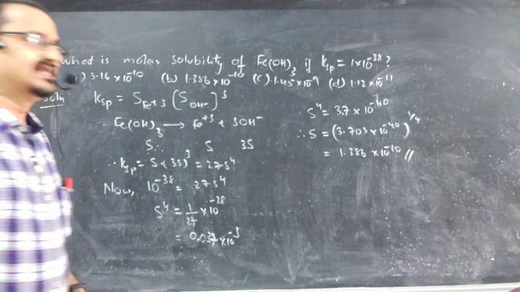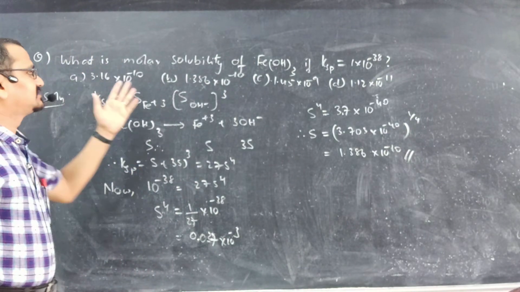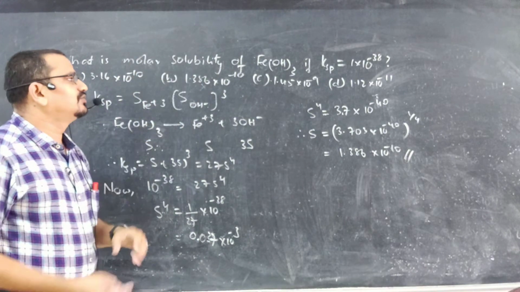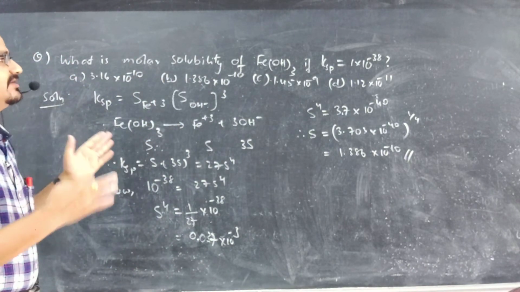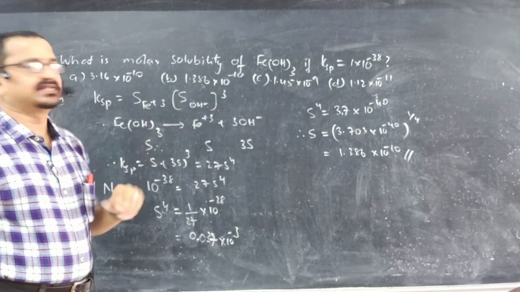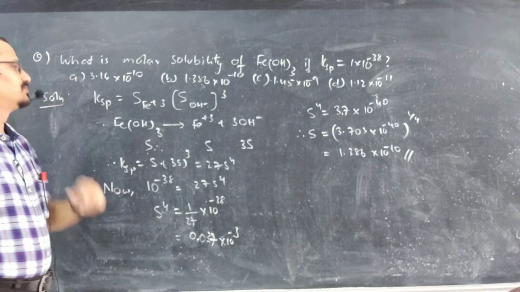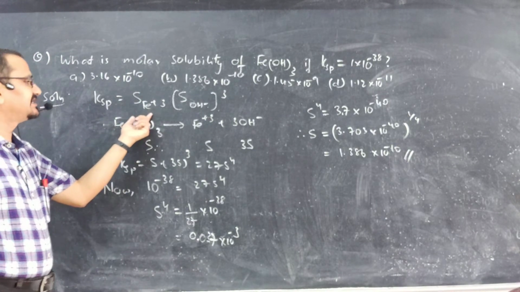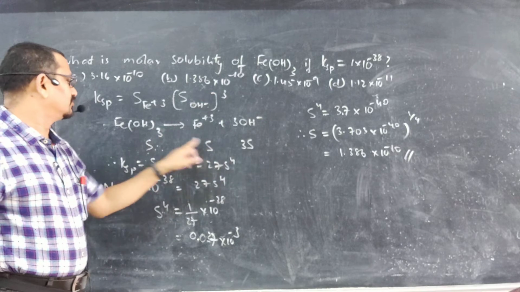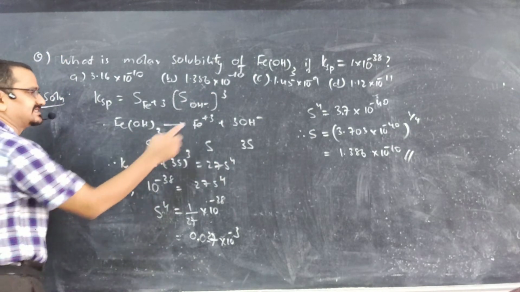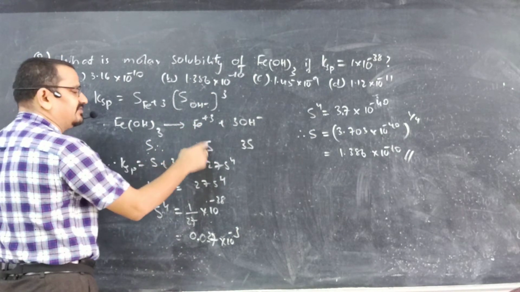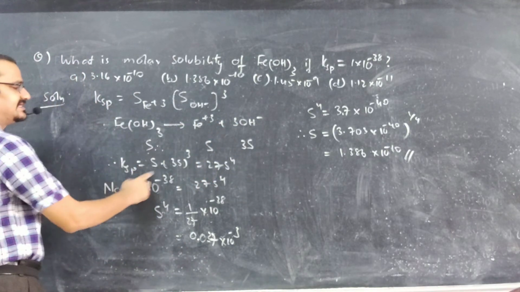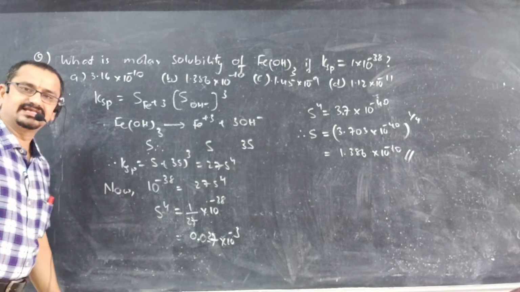So this is another question from the next concept, solubility product. What is the molar solubility of Fe(OH)3, ferric hydroxide, if its solubility product is 10 power minus 38? These are the options given. Actually, the solubility product of Fe(OH)3 is the concentration of Fe plus 3 into the concentration of OH minus whole cube. See, Fe(OH)3 solubility is S. Then its Fe plus 3 concentration is S and OH minus is 3S. Then Ksp is S into (3S) whole power 3, which is 27S power 4.